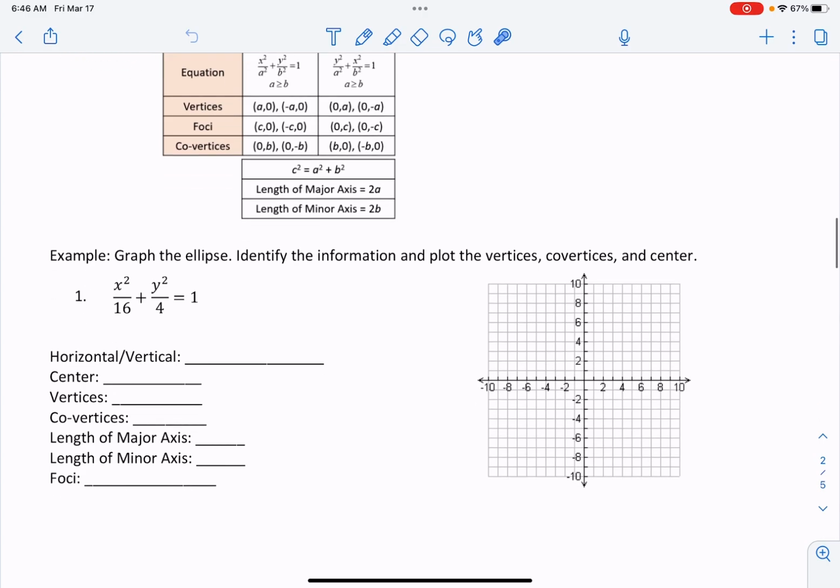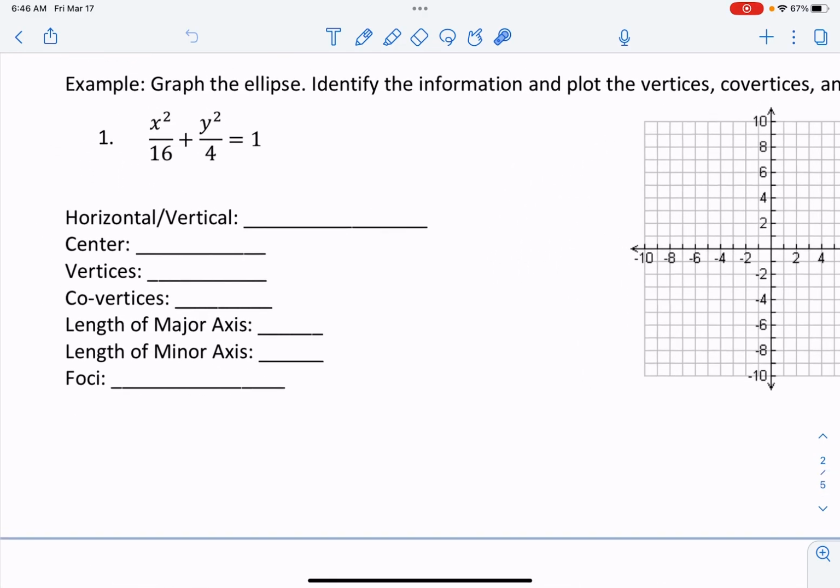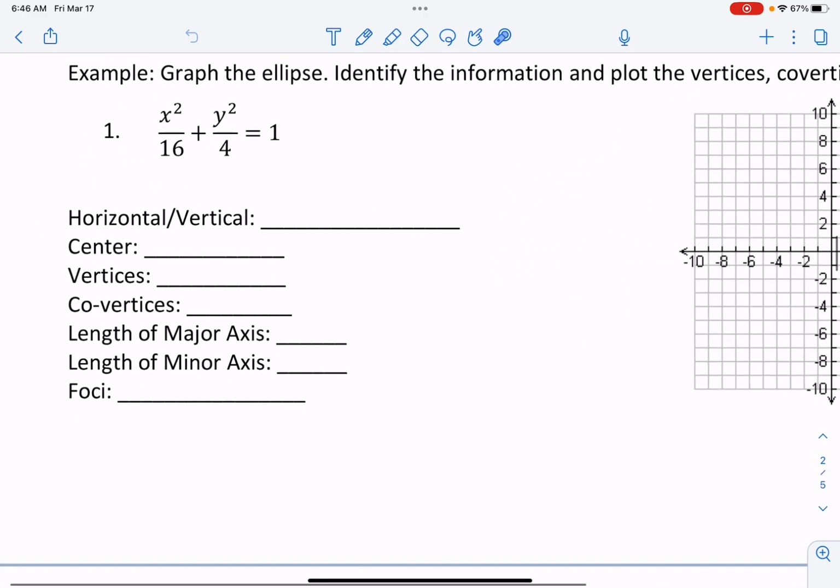So first, let's look at the first one here. And it does have to be in standard form. So notice that it does equal 1. It does have to equal 1, and it has a plus sign here. So we have x squared over 16 plus y squared over 4. So notice that 16 is bigger than 4, and it's underneath the x. That means that this is a horizontal ellipse.